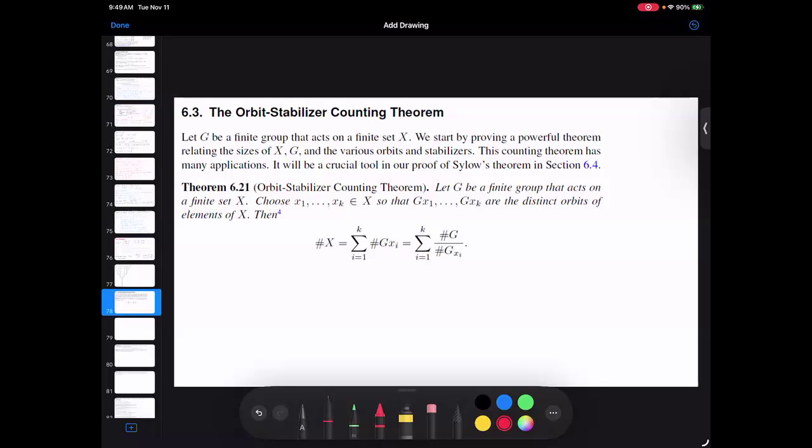So this was very similar to our cosets. Either two cosets were the same or they had no elements in common. Two orbits are either the same or they have nothing in common. So if I want to count how many elements there are in X, I just have to count how many elements are in each distinct orbit. And for each distinct orbit, the number of elements there is the size of the group divided by the size of the stabilizer. So this is a very useful theorem.